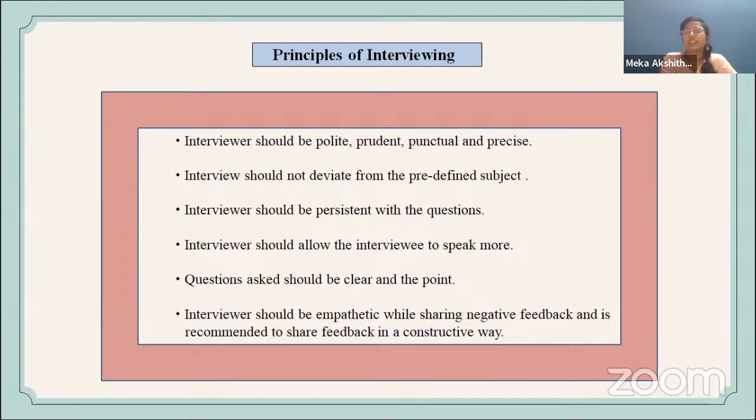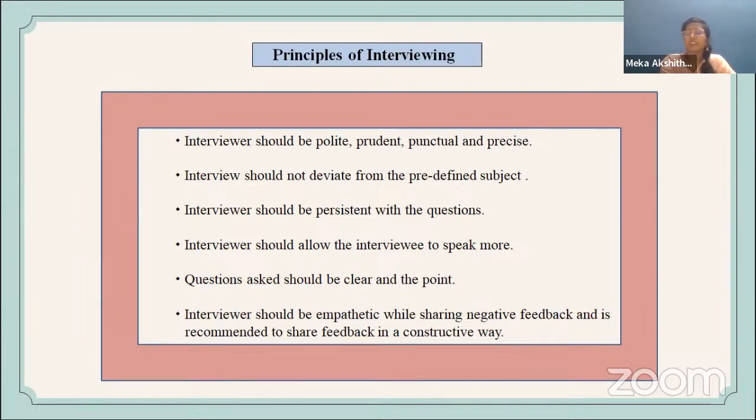Interviewer should allow the interviewee to speak more. You should be the passive one, and the interviewee should be the active one, wherein you should be asking the questions and staying quiet, wherein you have to listen to the answer or the inputs given by the candidate. Questions asked should be clear and to the point. It shouldn't be getting deviated. The question should be clear, and if you feel that the candidate didn't understand the question, if the candidate asks you to repeat, it is your responsibility to repeat it in a clear manner.